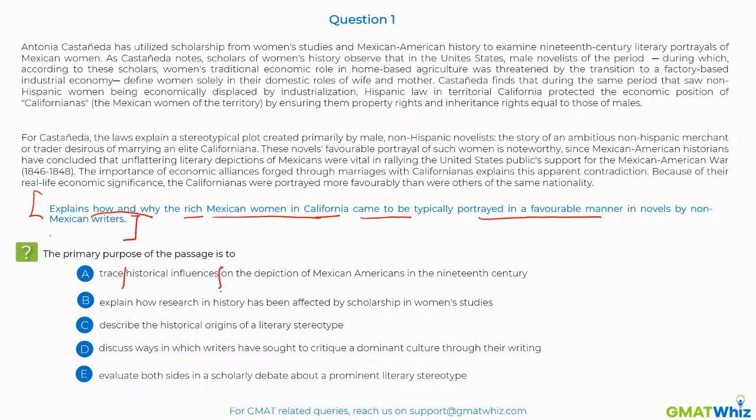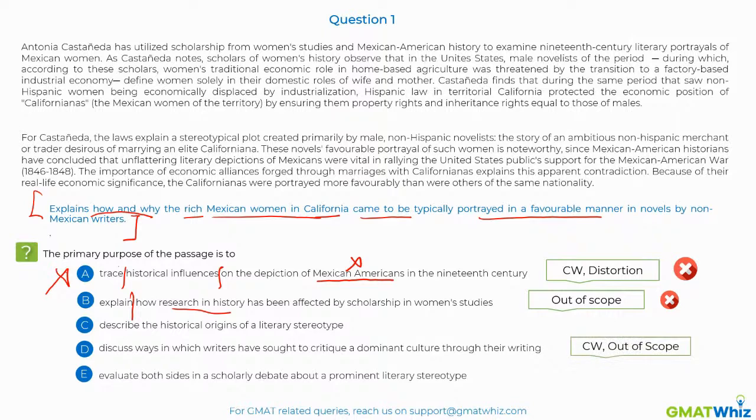Historical influences on the depiction of Mexican Americans? Nah, it's definitely not about Mexican Americans. It is about Mexican American women. So A is totally out. It's a distortion. Instead of Mexican American women, we are saying Mexican Americans. Explain. Now, explain is a very normal word. How research in history has been affected by scholarship. No, this is a very, very general thing. It's got nothing about Mexican women. It's more about how research has been influenced by women's studies. Now, that's totally out of scope, I would say, right?